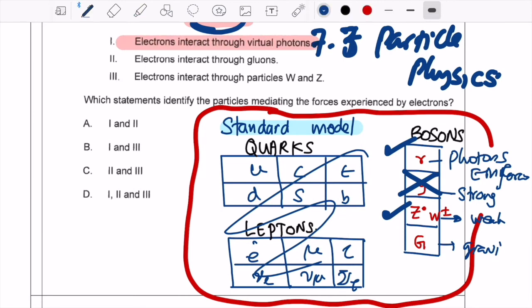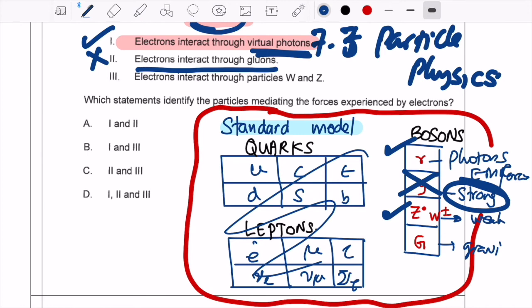It means what they ask is, do they have electrostatic force between them? Yes. Electrons interact through gluons. What they mean is, do they feel strong nuclear force? You should say no, because it is a lepton. Electrons interact through particles W and Z. It means, do they experience weak nuclear force? You should say yes. So the answer is 1 and 3. Answer has to be B.